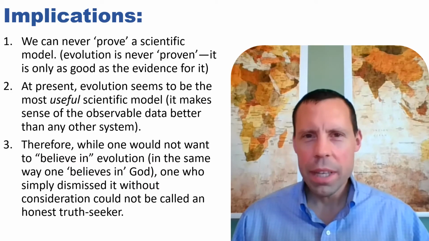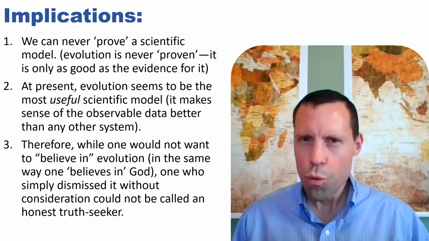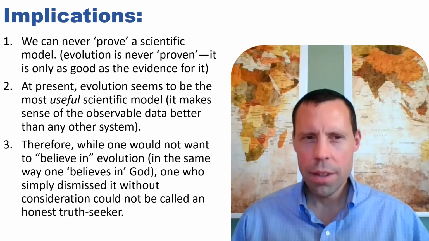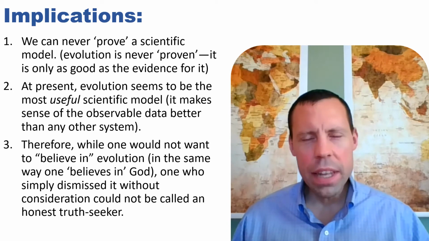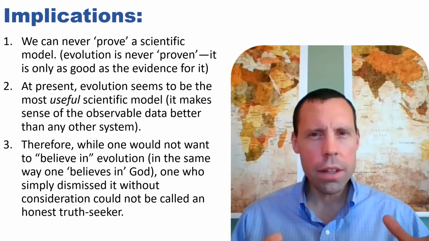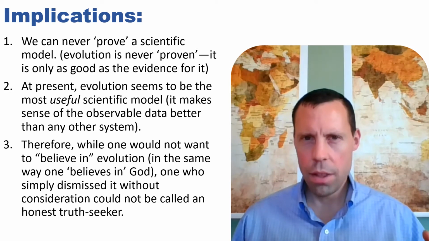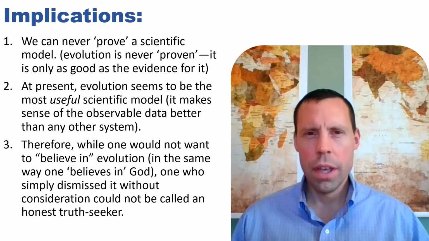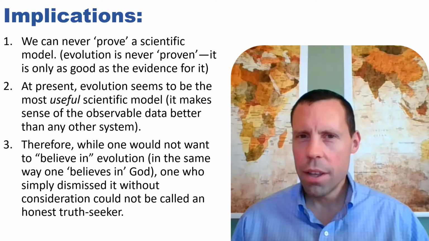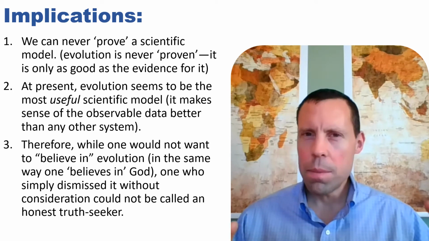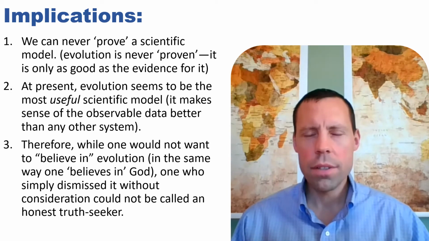So let me give a few implications then for our discussion that will follow. First of all, we can't prove the theory of evolution. It's only as good as the evidence for it. And so as long as the evidence seems to be in support of the model, the model is useful. As soon as the evidence shows great flaws in the model, then the model may be unuseful. Certainly there is some evidence to suggest problems in the model, but at the same time it may be a very useful model in understanding many things about the way that the world works.